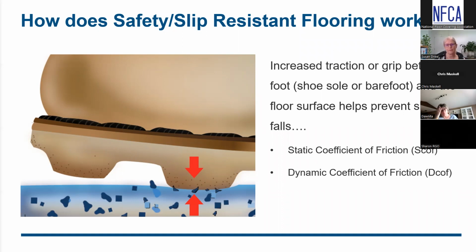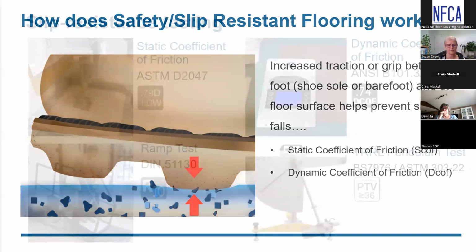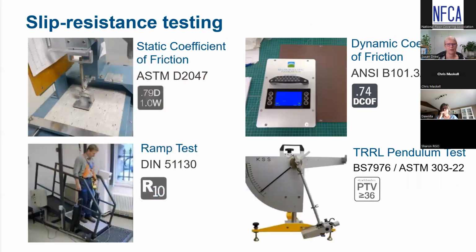The static coefficient of friction since 1969 has been considered a reasonable standard of slip resistance in a surface, but since then, we've been moving more and more towards dynamic coefficient of friction tests, and we're going to talk about all of those. So there are a number of organizations that have test method standards: the ASTM International, American National Standards Institute, or ANSI, and DIN, which is the German Institute for Standardization.